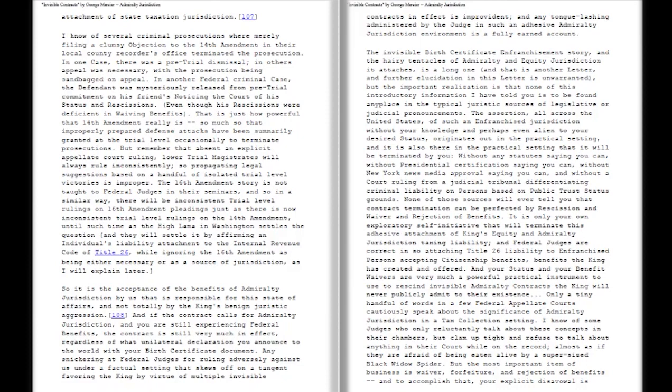I know of some judges who only reluctantly talk about these concepts in their chambers, but clam up tight and refuse to talk about anything in their court while on the record, almost as if they are afraid of being eaten alive by a supersized black widow spider. But the most important item of business is waiver, forfeiture, and rejection of benefits. And to accomplish that, your explicit disavowal is required.